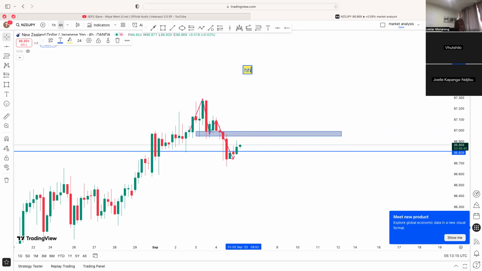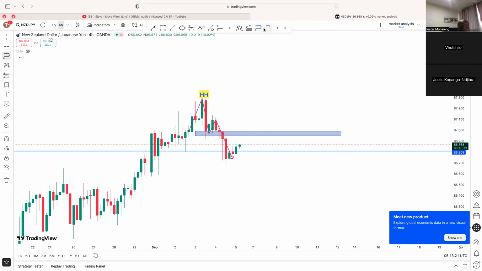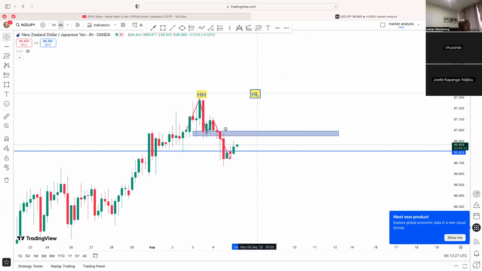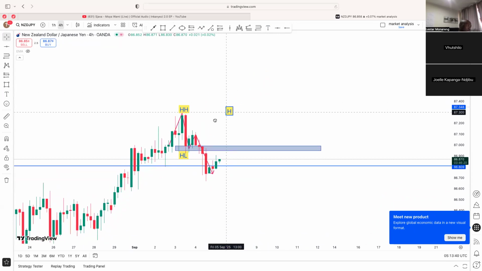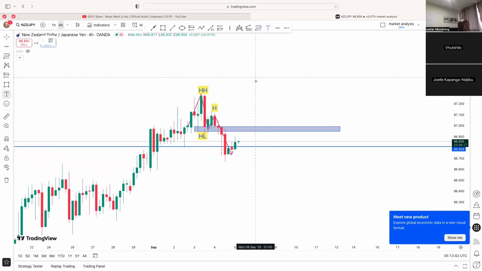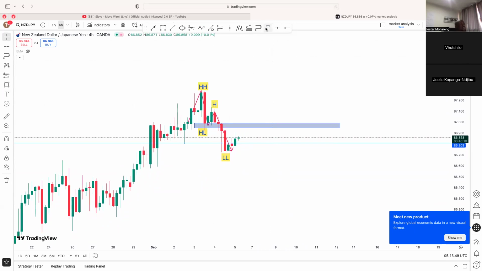This is a higher high. I don't want you guys to get confused. This is a higher high. This is a higher low. Then this is a high. This is a high. And then this is a lower low. Right? Then the market is going to create a lower high right there, as they were going to retrace.